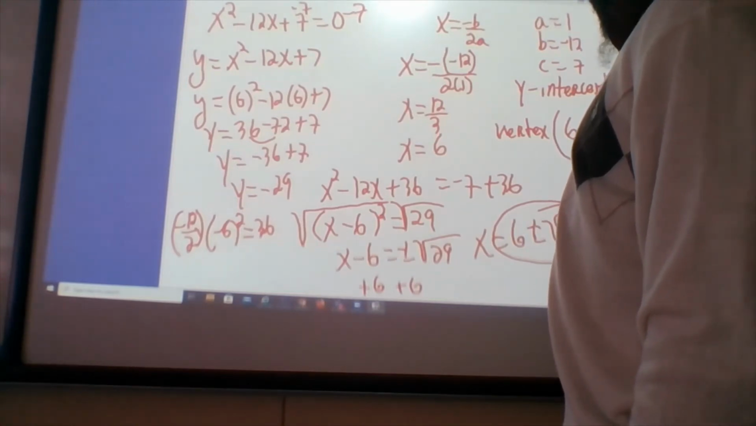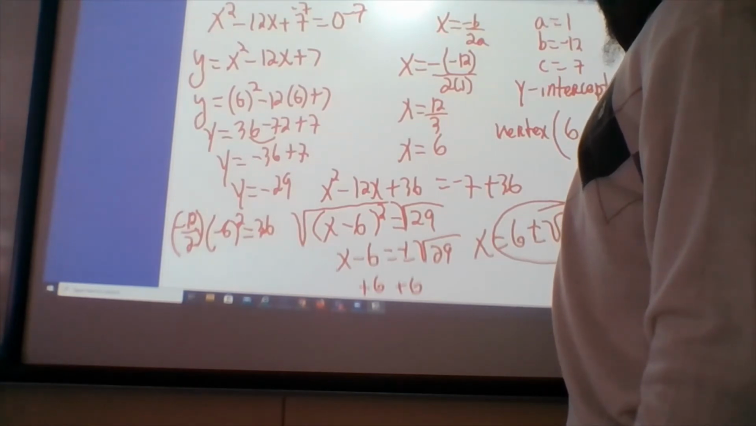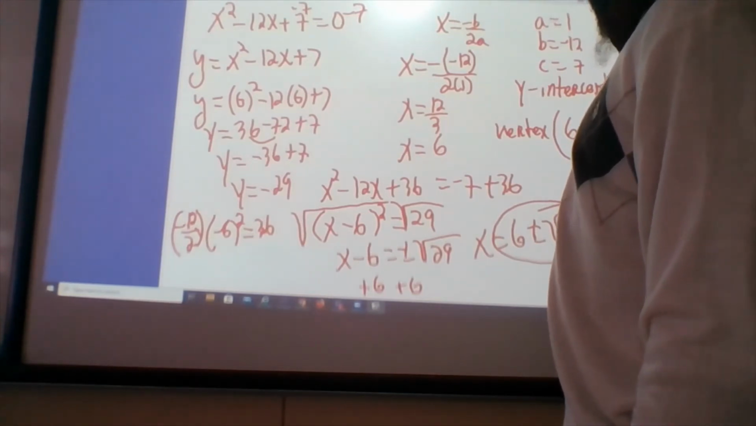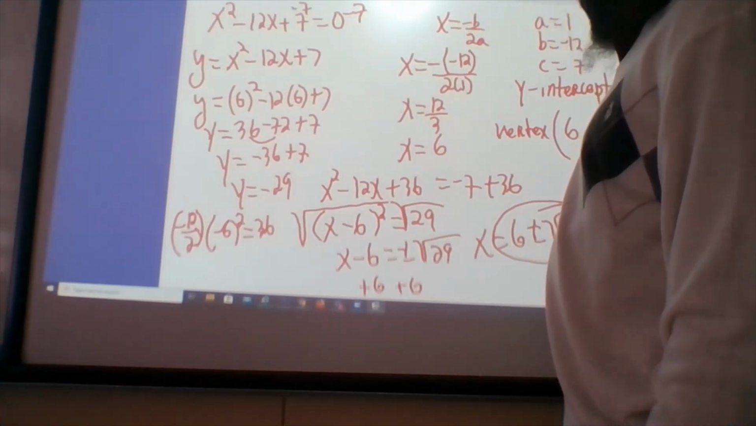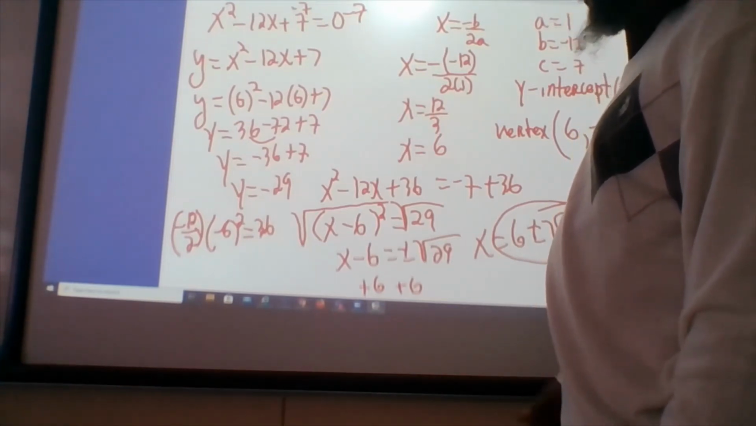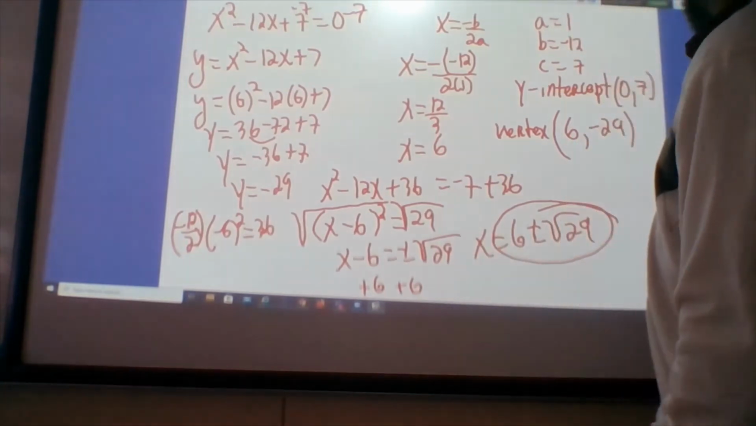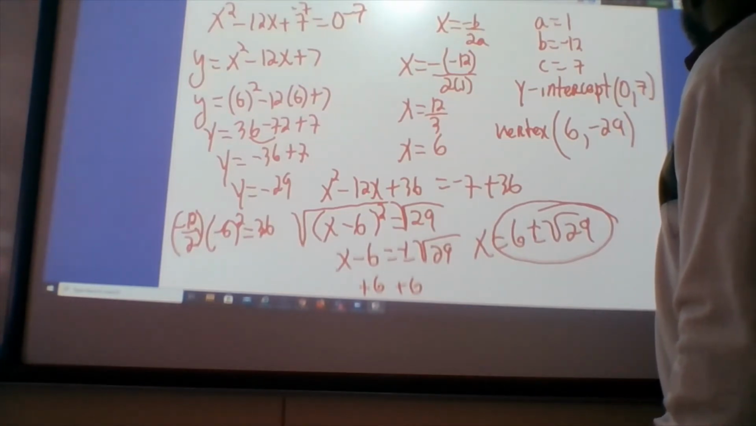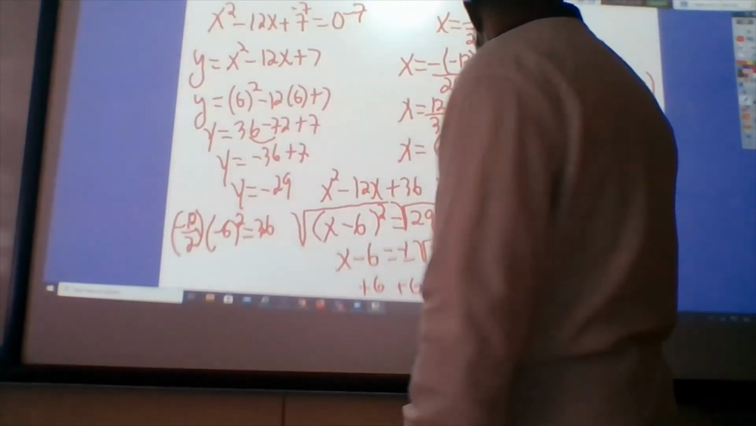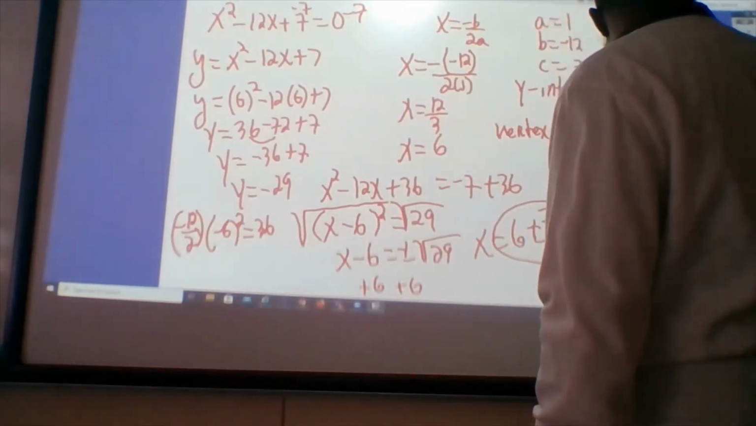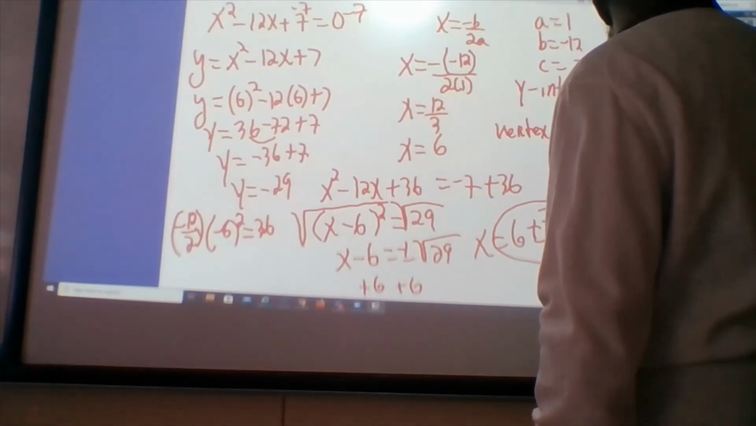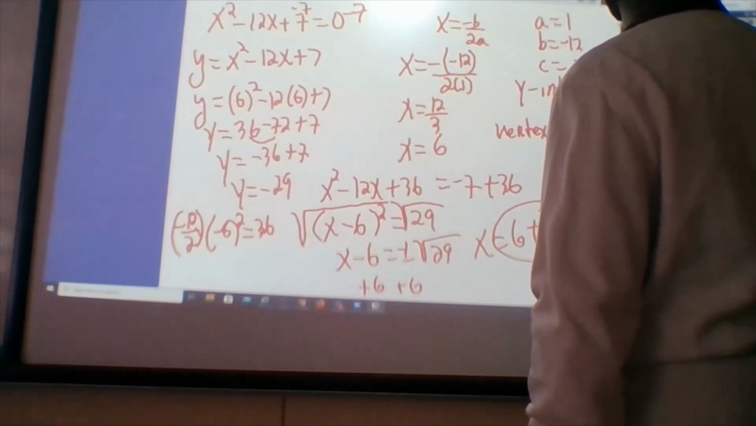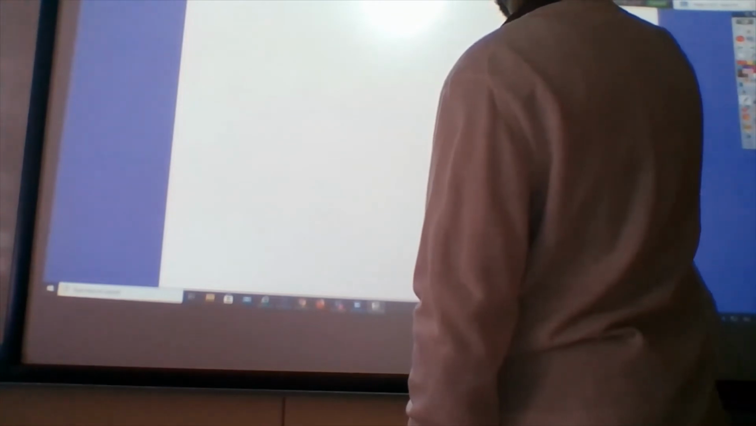The other way around is to use the quadratic formula, so that's what I'm going to do. I'm using both methods at the same time, so you have double doses. Right? Remember, the formula is x equals negative b plus or minus the square root of b squared minus 4ac, all over 2a. And we know a was 1, b was negative 12, and c was 7.